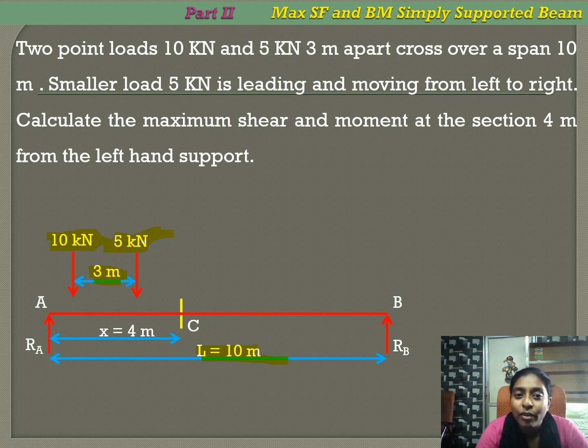And we are asked to find the maximum shear and moment at a section of 4 meter from the left hand support. So we have taken this section at a distance of x equal to 4 meter from the left hand support.